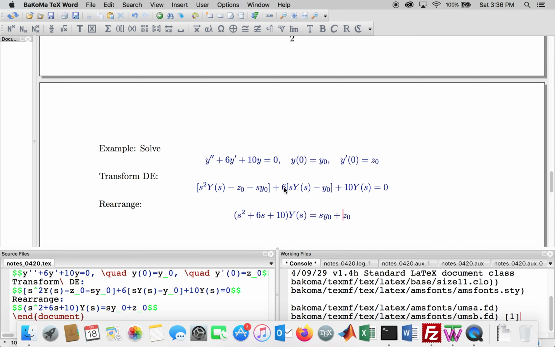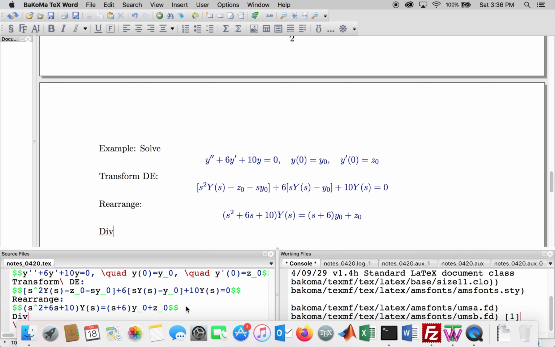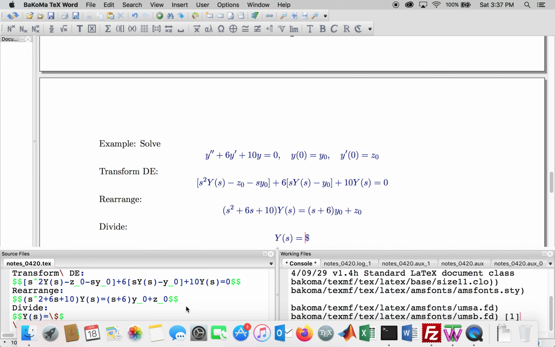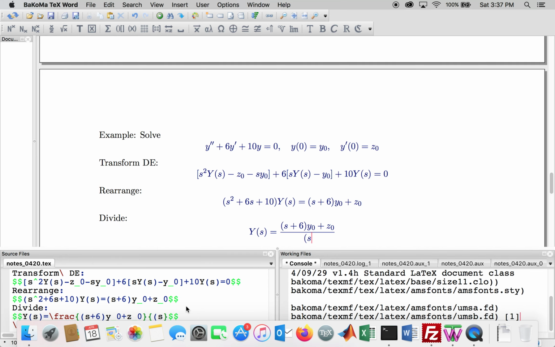And then I have minus 6y naught, but that gets moved to the other side too. So I'll have s plus 6 y naught plus z naught. Okay, and then I go ahead and divide. So now I have the Laplace transform of my solution. So that's going to be s plus 6 y naught plus z naught all over s squared plus 6s plus 10. Okay.